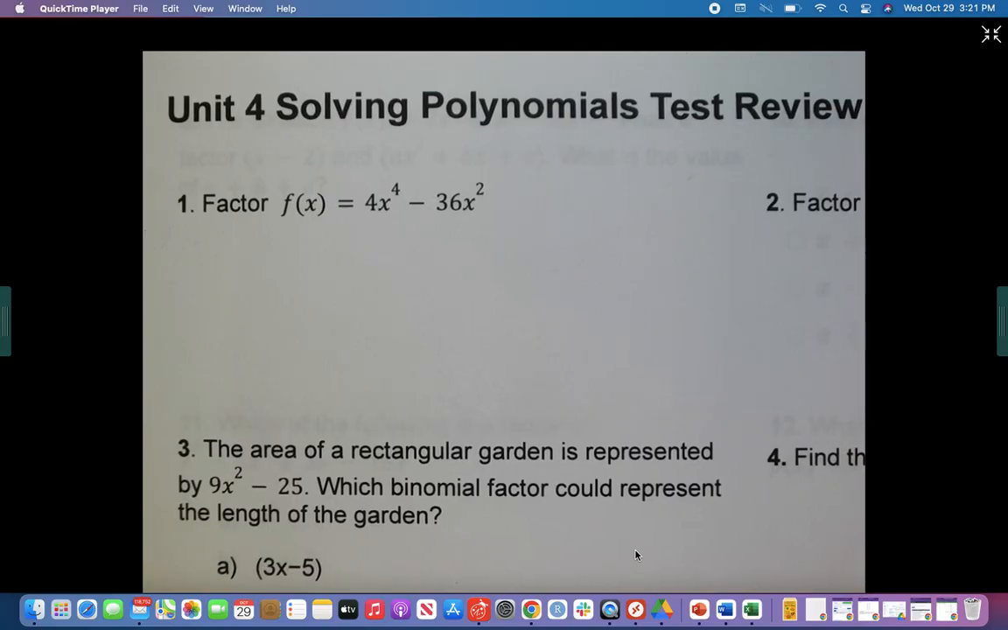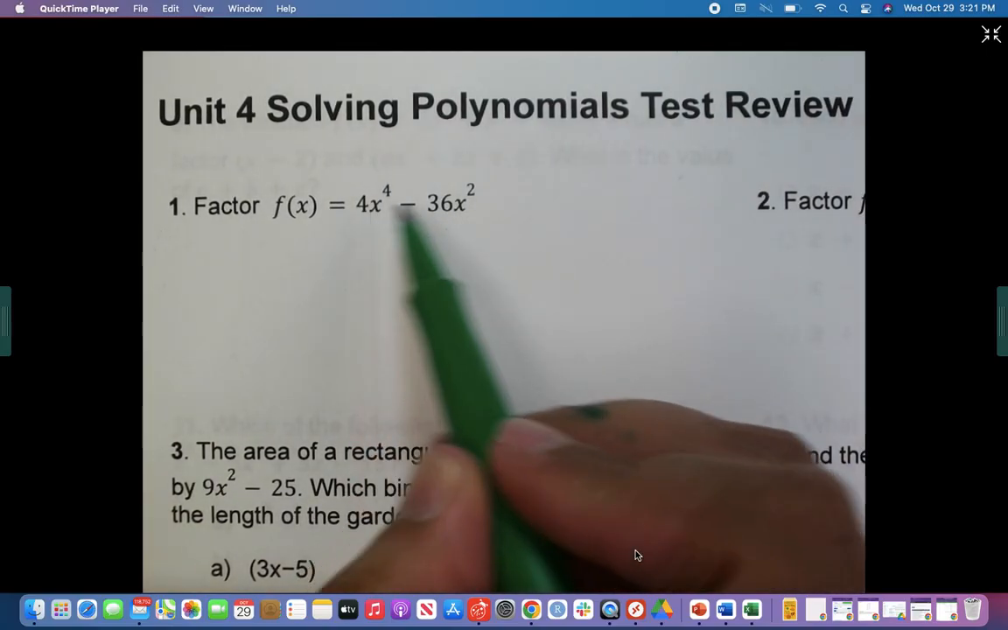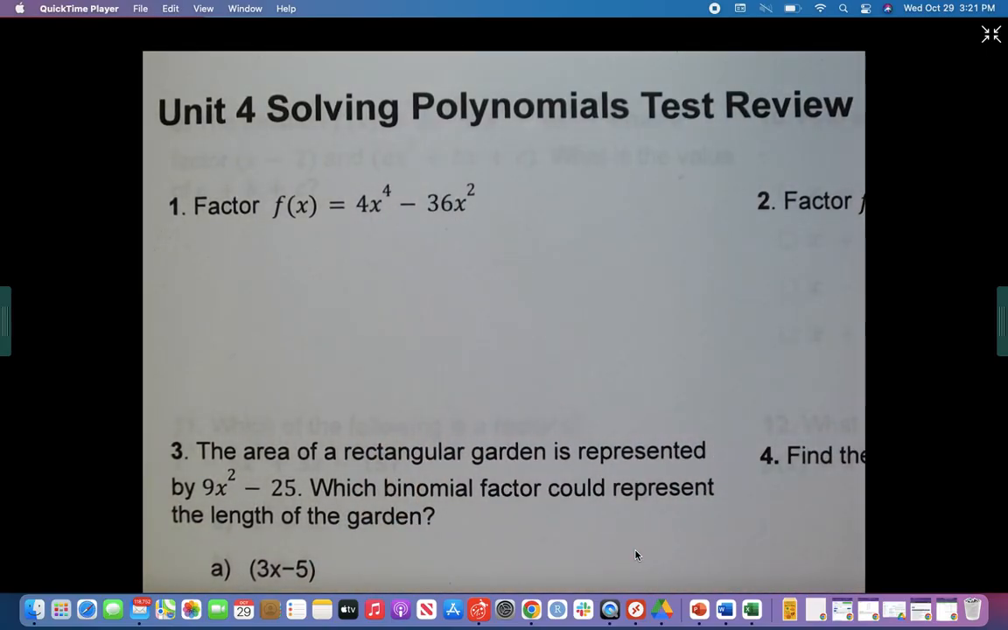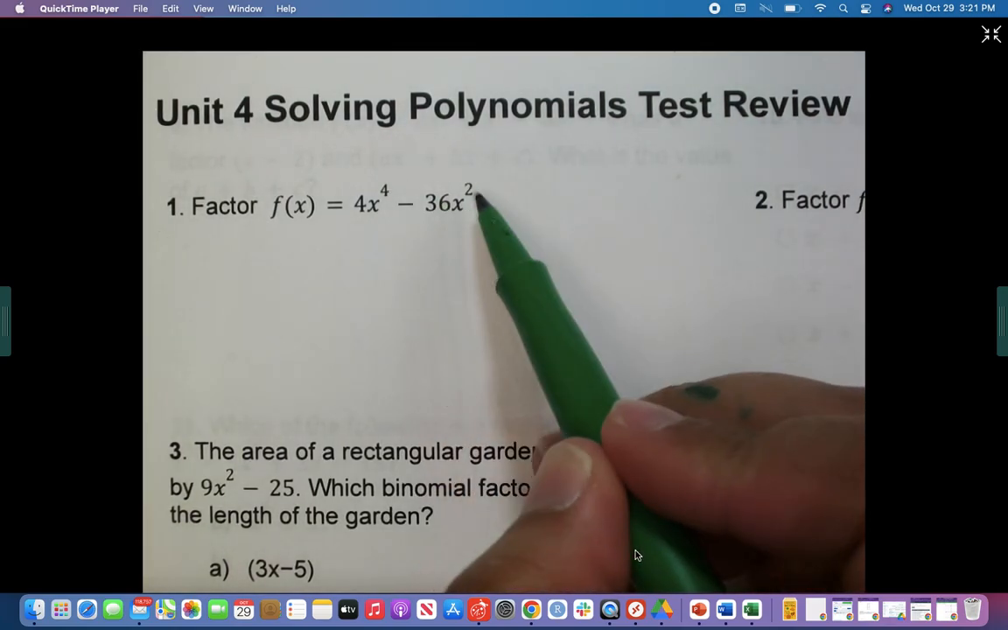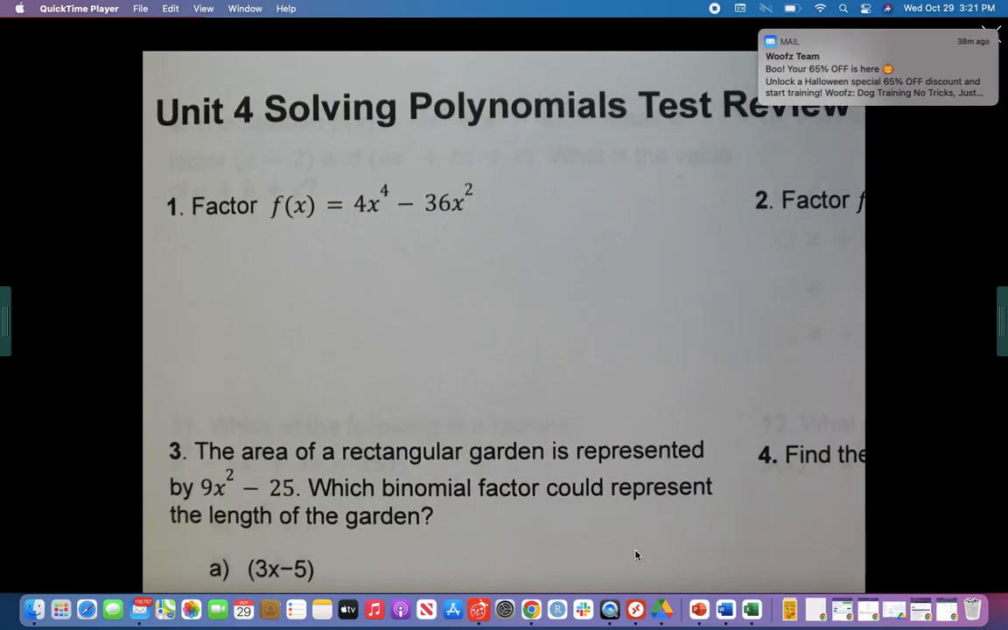And then from there, you can see what you have left to see if you can factor some more by one of the other methods. So for this one, you would look at your coefficients. We've got 4 and 36, so the biggest number that divides both of those would be 4. And then we've got x to the 4th and x squared. Remember, for your variables, you take the smallest exponent. So the smallest exponent is x squared, so we can factor out 4x squared.